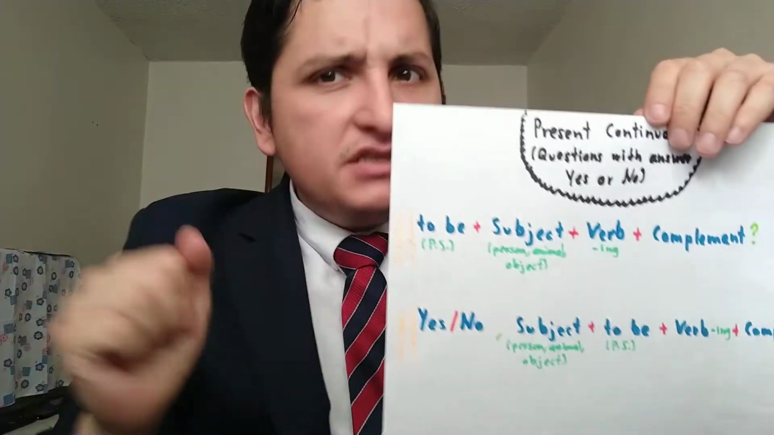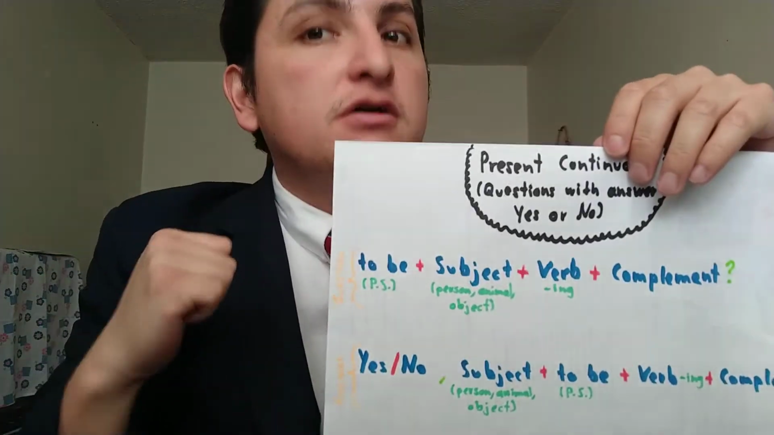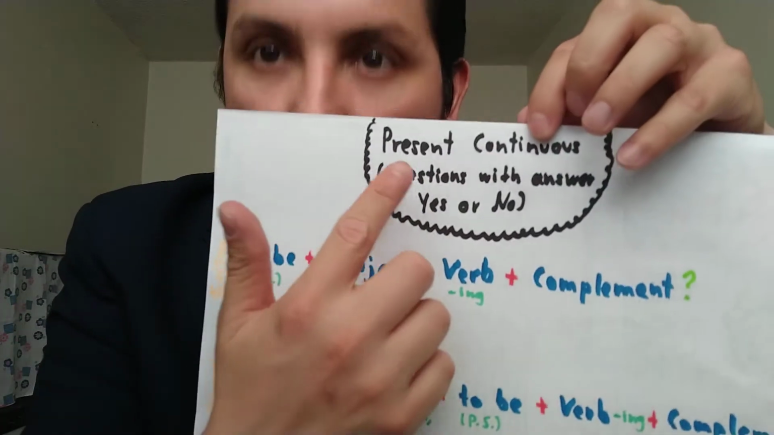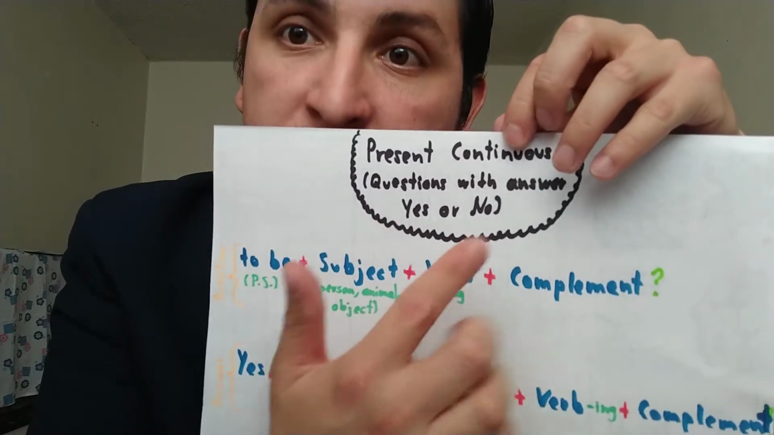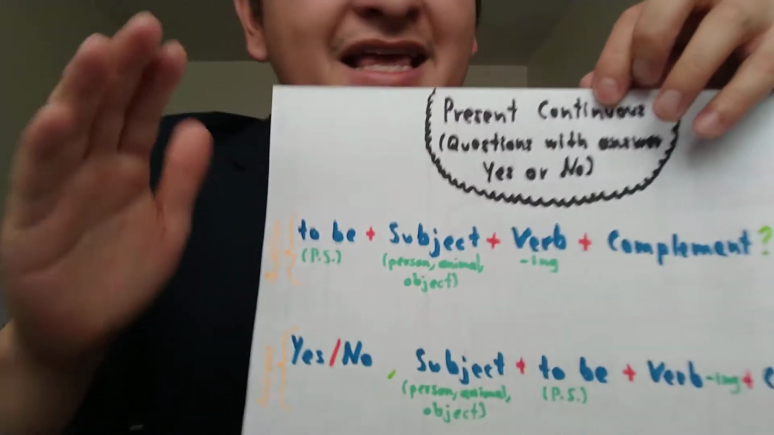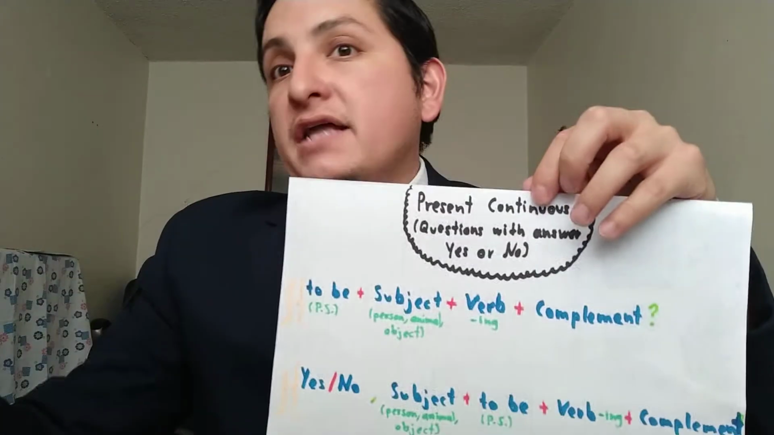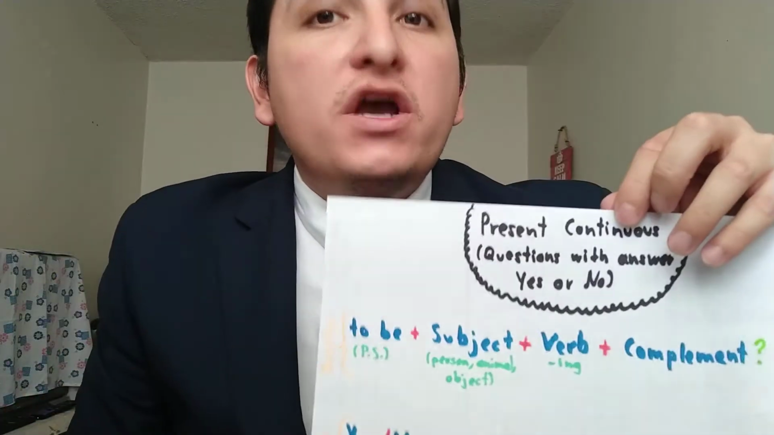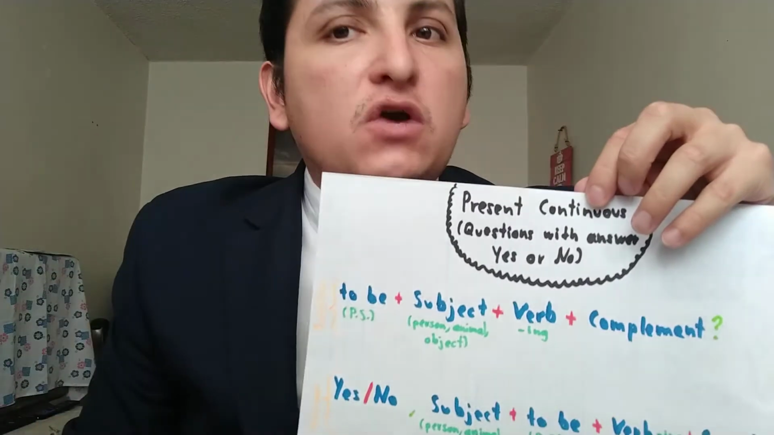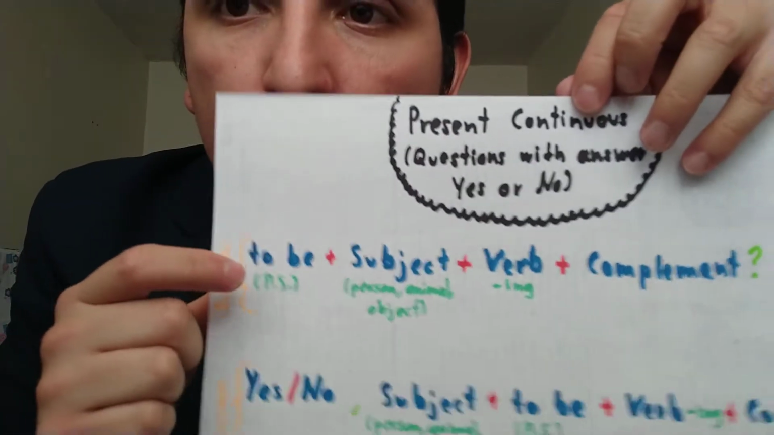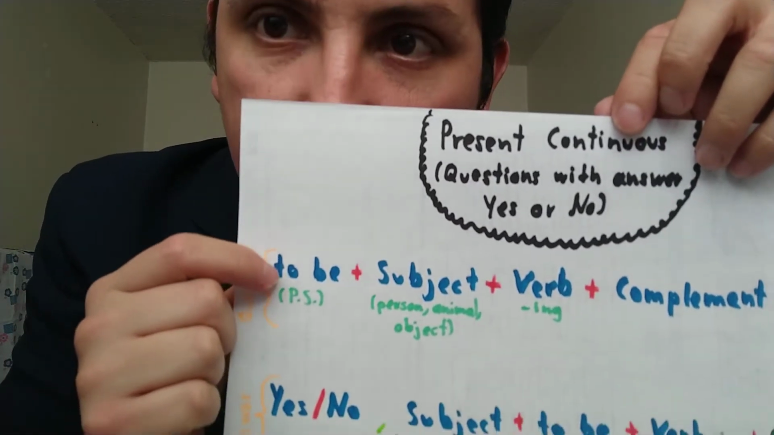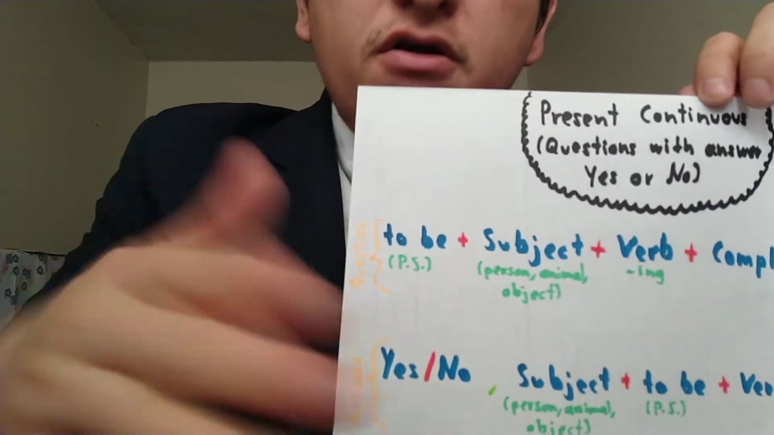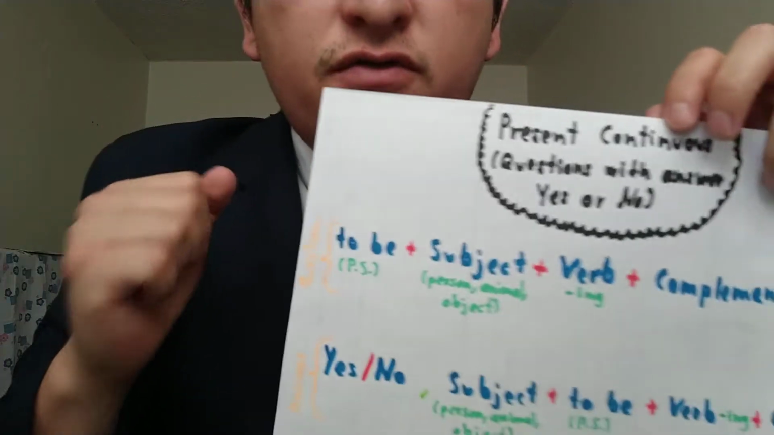Pay attention. It's not difficult, but you must pay attention. Okay? Well, how can I make a question in present continuous for an answer yes or no? Instead of a question word like what, where, how, when, we do not use a question word. We do not use a question form. Instead, we must begin with the verb to be in present simple. Don't worry, I'm going to show you how to do it. Just pay attention to the formula, okay?